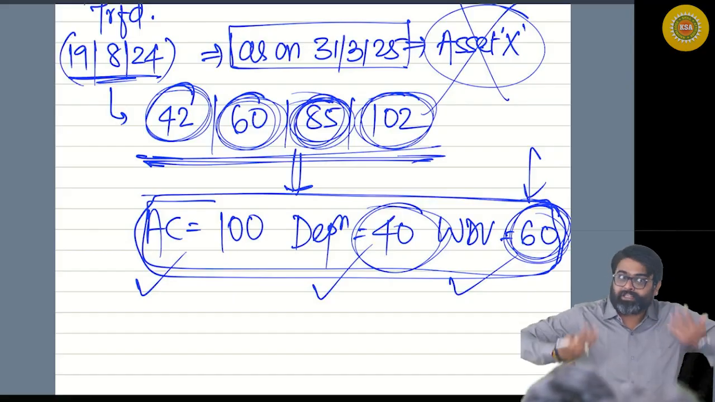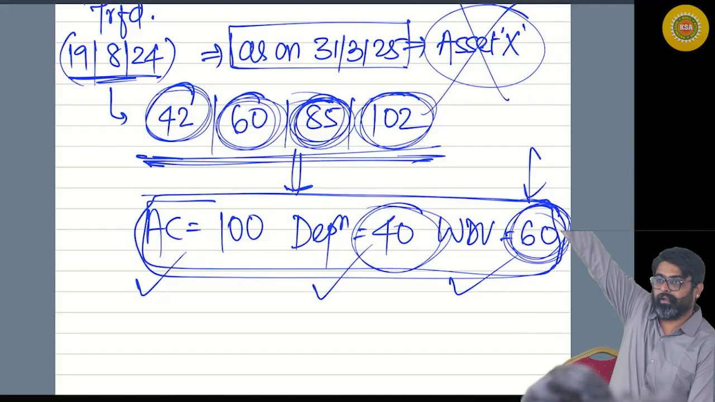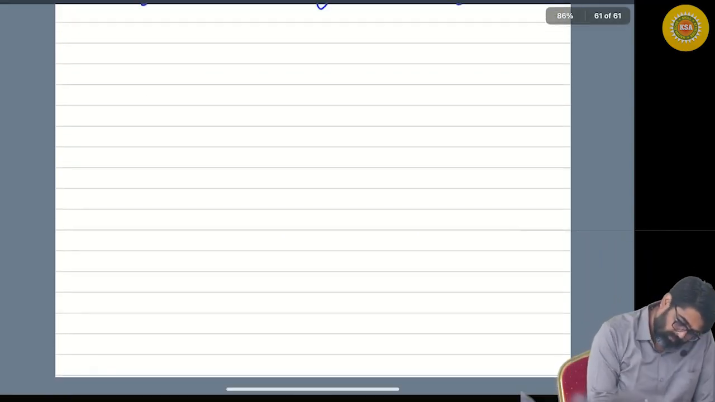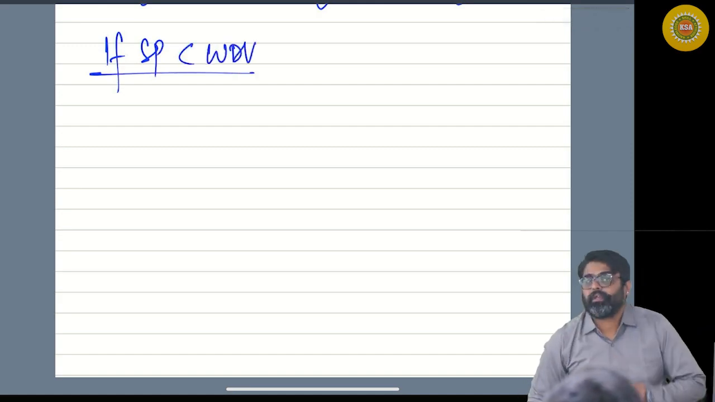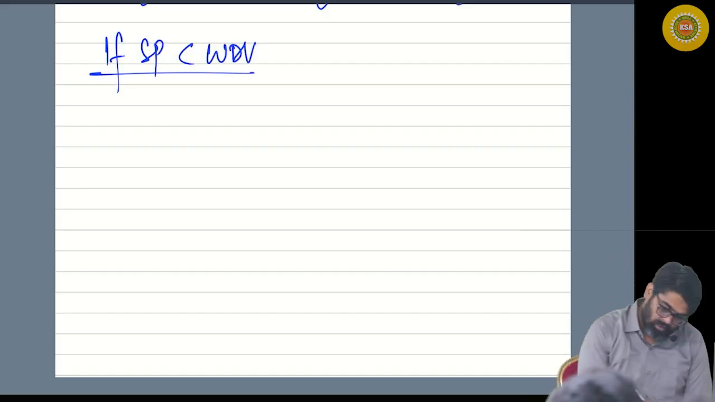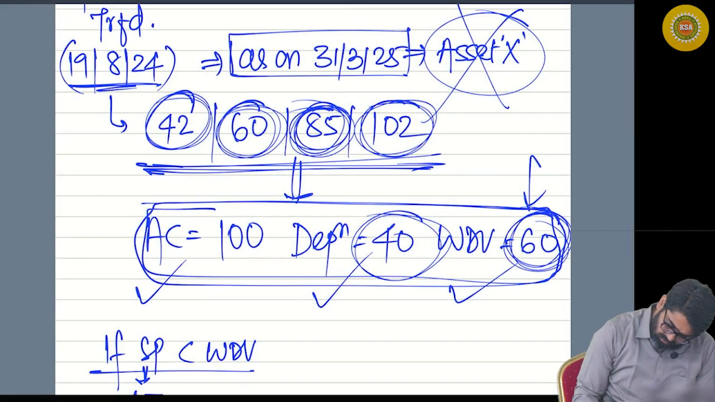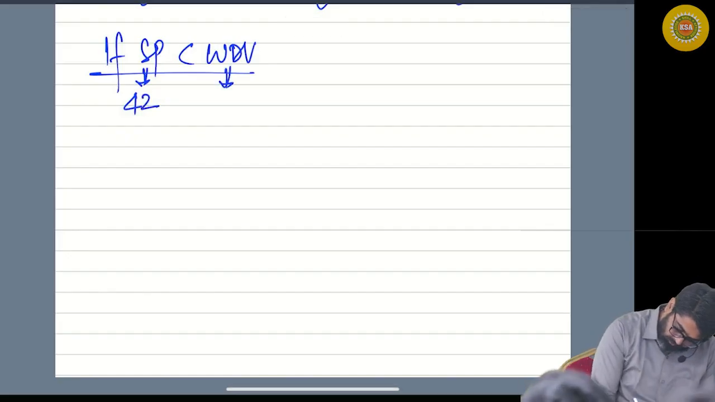But sir, 2 extra we have recovered. That will go to capital gain. Now please pay attention. If selling price is less than WDV, what was your selling price? 45, no? 42. It was 42. Sorry, my mistake. WDV is 60. What will you do in this case?